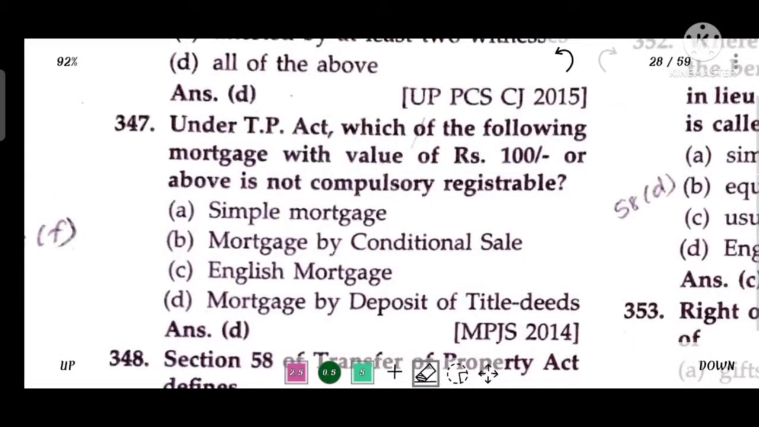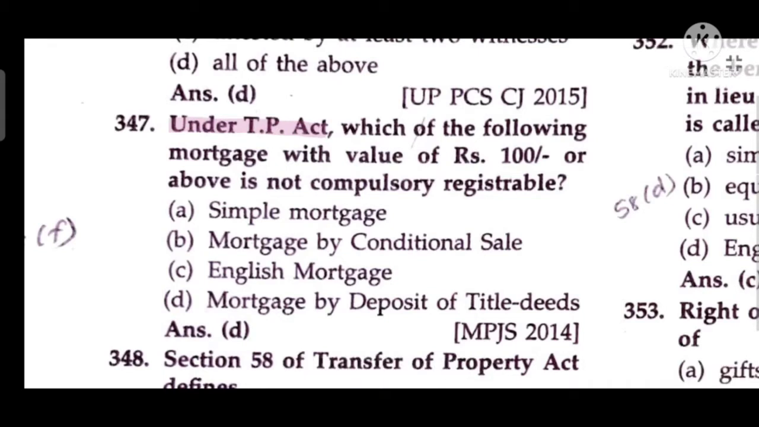Under TP Act, which of the following mortgage with value of rupees 100 or above is not compulsorily registrable? Mortgage by deposit of title deed.